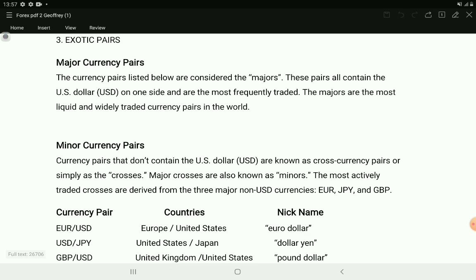Minor currency pairs are any pairs that don't have USD in them. That is any currency that is paired with another currency which is not USD are the minor currency pairs. For example, the pound is paired with the euro. That is GBP euro, GBP JPY, euro JPY. Any currency pair that is not paired with the dollar is a minor currency pair.